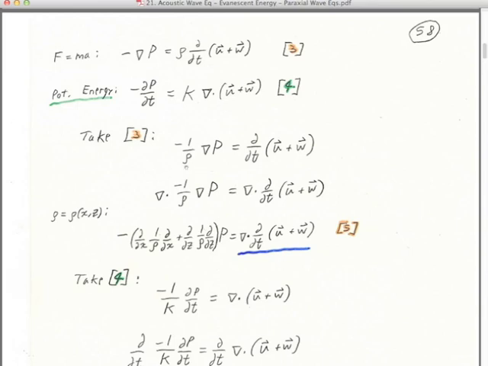So we'll take the first one, okay, so we have minus 1 over rho times the gradient of p is equal to the time derivative ddt of u plus w as vector fields. And let's take the divergence of both sides of that relationship. So del dot minus 1 over rho times the gradient of P, the wave field, the pressure field, and then del dot the time derivative of u plus w, the velocity field. Of course, this del here is spatial derivatives. The divergence is a spatial derivative. And ddt is a time derivative.